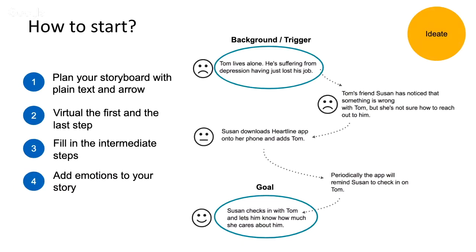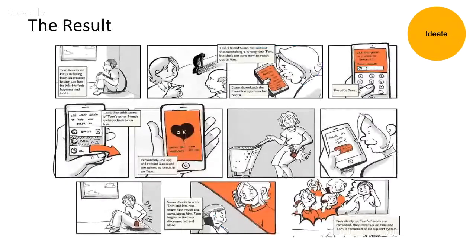Then you add emotions to your story. You can add some facial features to your characters later in your storyboard, so your members can understand better and empathize with your user better. Then of course you add the image last for each scene. The result will be a very clean, very nice storyboard that reflects the emotions of the user, uses illustrative images, and also showcases some of the interface and features that your product will provide.